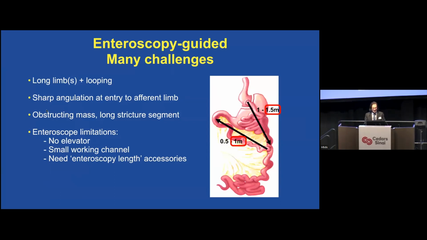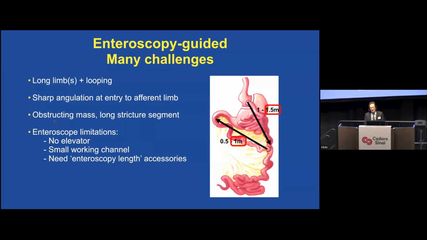We've heard a lot about this. The limbs can be very long and there's a lot of looping. Patient had a prior gastric bypass. We're talking about 2 meters. Sharp angulation at the entry to the afferent limb. And then if you have an obstructing mass and if the stricture is long, that makes it even more difficult.